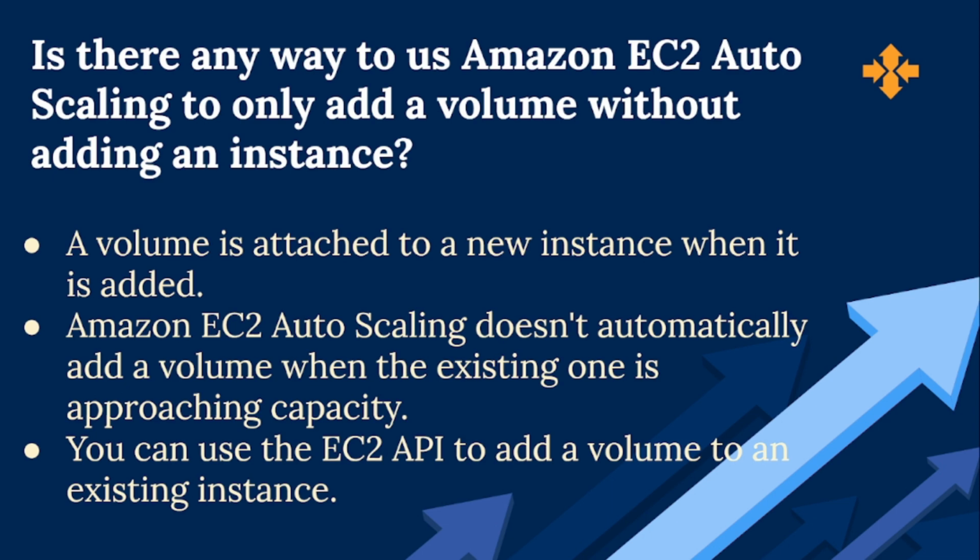Amazon EC2 Auto Scaling doesn't automatically add a volume when the existing one is approaching capacity. You can use the EC2 API to add a volume to an existing instance. See the next question. Is there any way to use Amazon EC2 Auto Scaling to only add a volume without adding an instance? A volume is attached to a new instance when it is added.